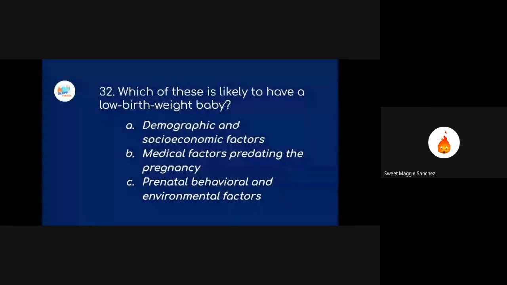Okay. Question 32. Which of these is likely to have a low birth weight baby? Okay. So, ibang term din to ha, yung low birth weight. Na mababa lang talaga yung timbang. So, this is a bonus question then. All of the answers are correct.